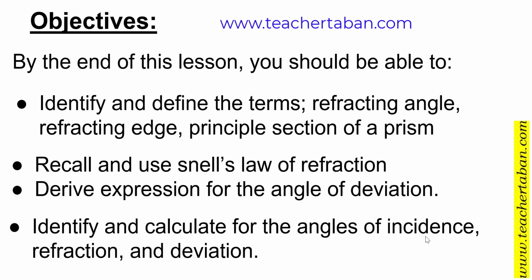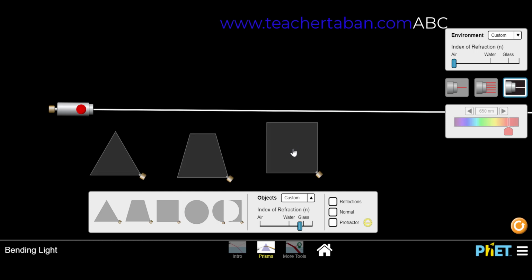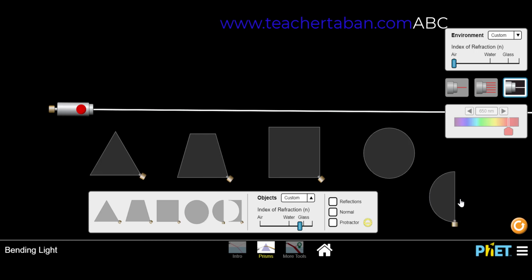So, let's have a look at this. In this simulation, or in this illustration, we just have different refracting surfaces or refracting materials. Like we have this prism here, we have this other one here, we have the rectangular glass block, for example. We can have a spherical or circular surface, a semicircle, and then this one here. But we shall be looking at basically the prism.